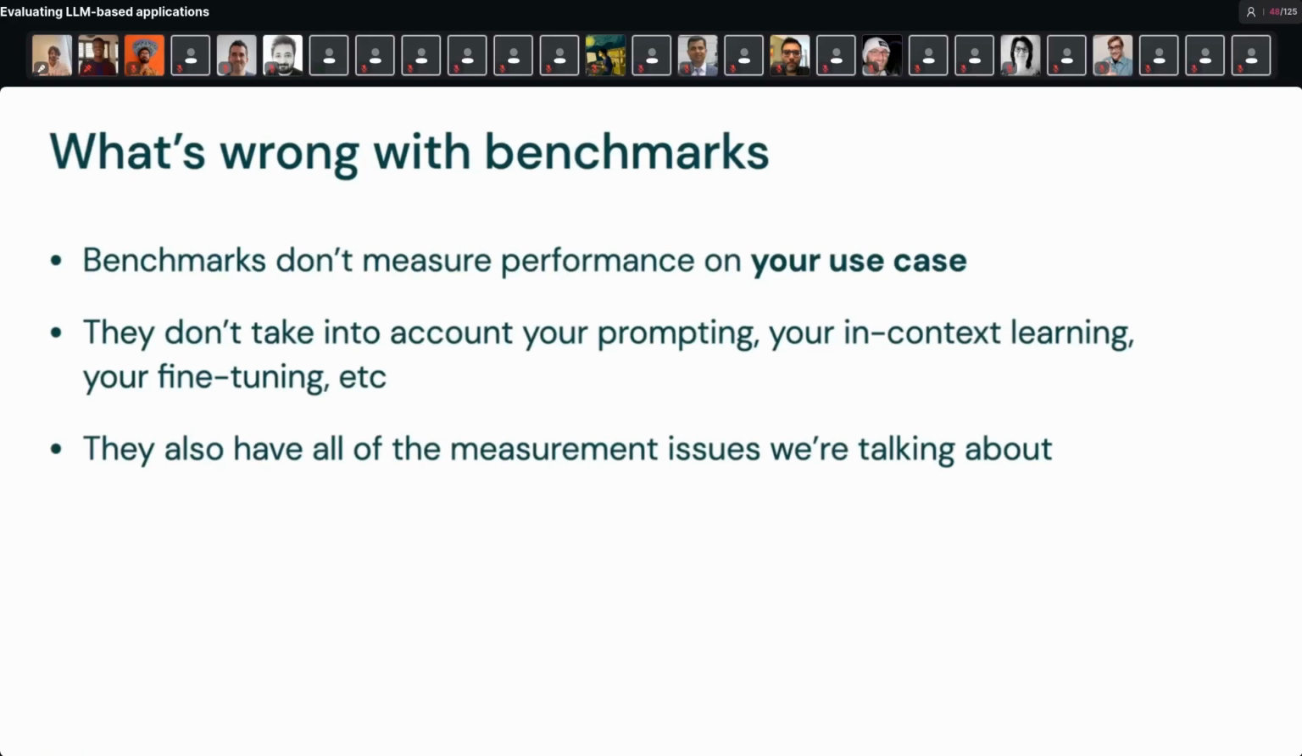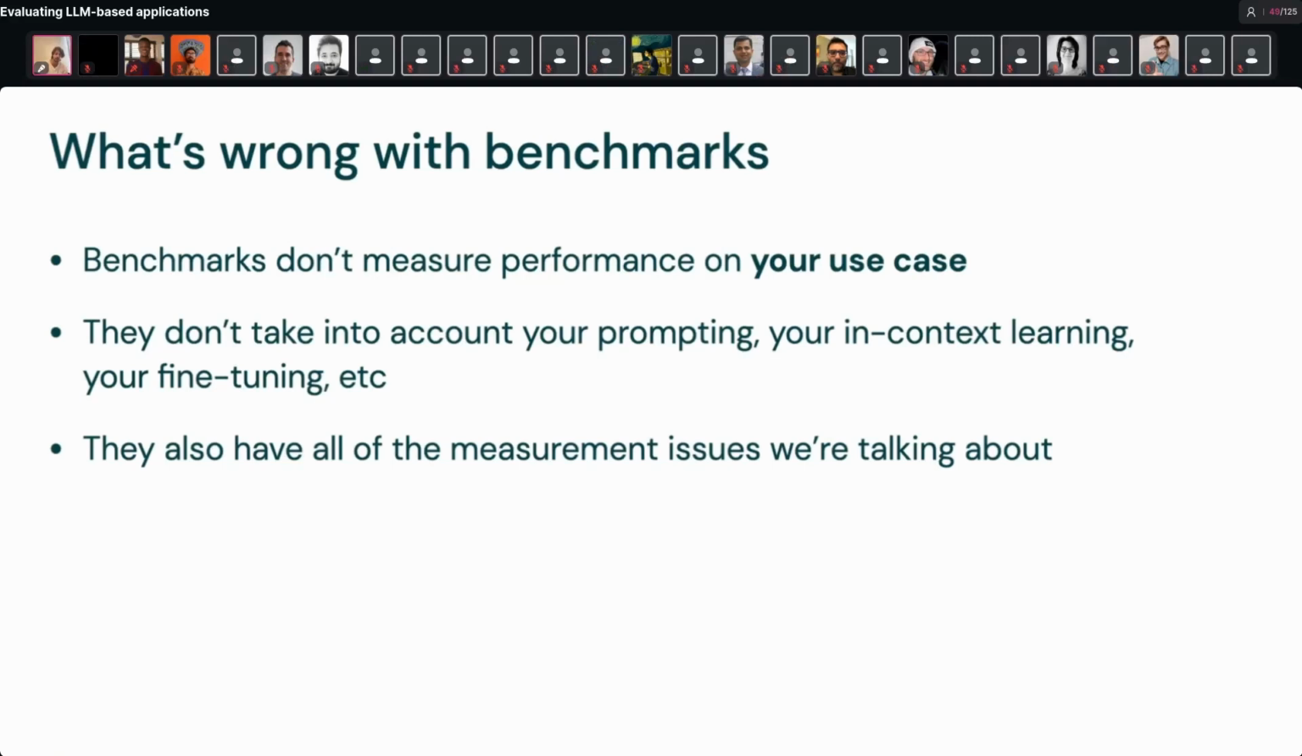Okay, so what's wrong with publicly available benchmarks in general? The key issue with publicly available benchmarks is they don't measure performance on your use case. Just because GPT-3.5 is slightly better or worse than some other model on a general benchmark does not mean that that'll be true on the task that you're trying to solve. Also, the methodology that a lot of these benchmarks use is not evolving as quickly as the rest of the field.